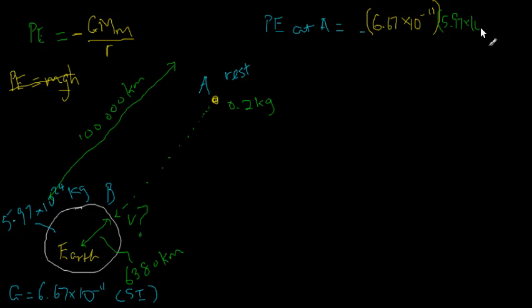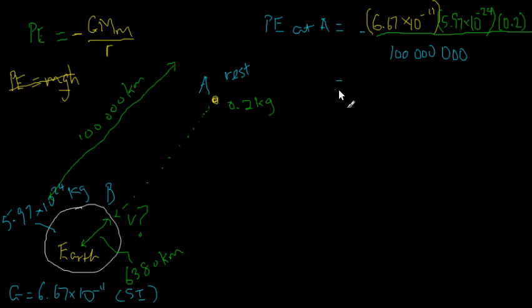So that's my mass of the Earth. And little m is the mass of the ball, which is 0.2 kilogram, over the distance r, which is 100,000 kilometers. Now I need to have this in SI units, meaning in meters, so I need to add another 3 zeros to change kilometers to meters.